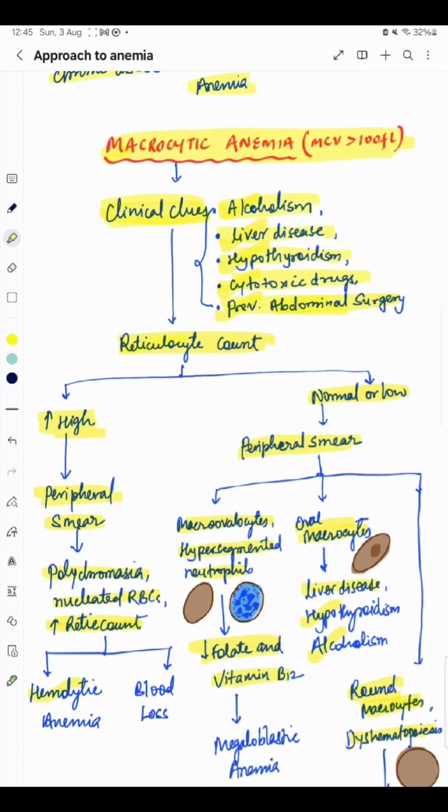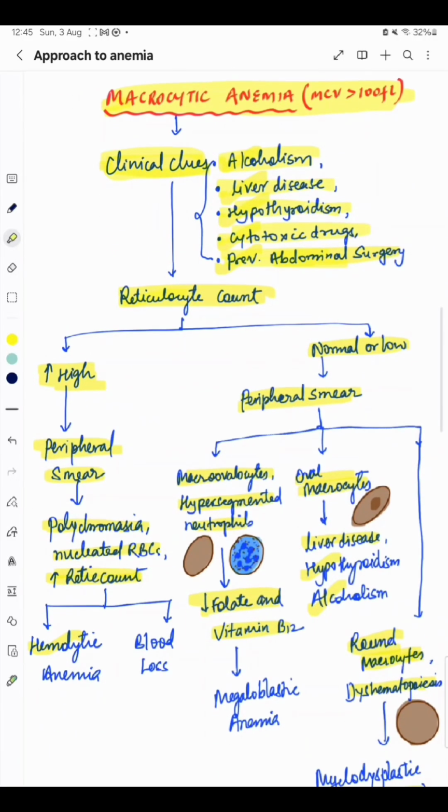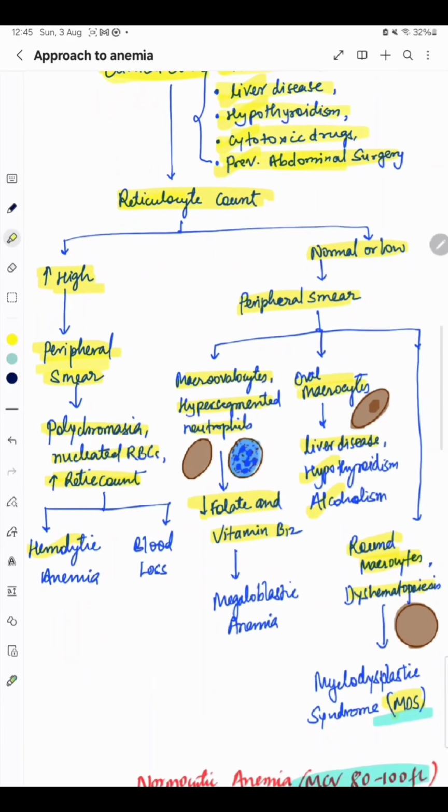If reticulocyte count is high, then this is indicative of certain blood loss or hemolytic condition. In case of high retic count, we ask for a peripheral smear examination. If we find polychromasia, nucleated RBCs, and increased retic count, then this is indicative of hemolytic anemia or blood loss.